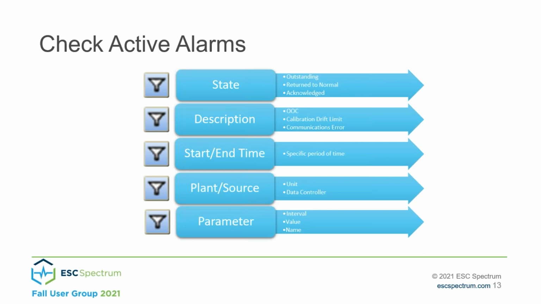Then you have a description of the alarm. That's basically the alarm message that comes along with the alarm name. Then you have your start and end time. That's important information for when you're navigating DataLab, your plant and source, and your parameter. Along with the parameter, you have the interval of time, which is also important, and the value.